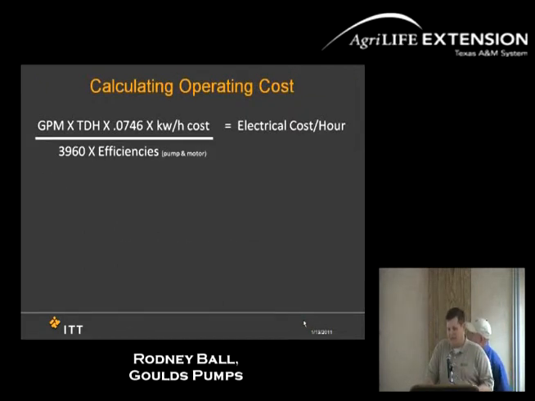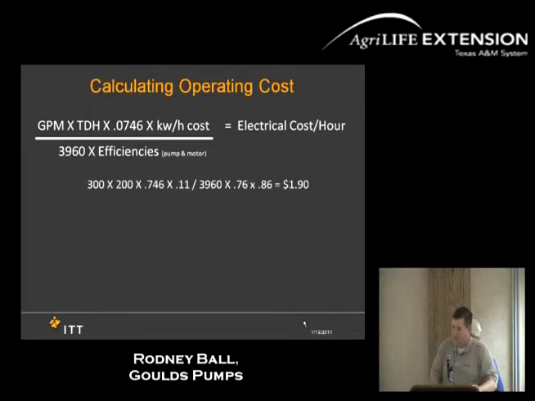To calculate your operating costs, I know there's a lot of formulas in here, but this is how you can calculate an operating cost on one system, say one pivot or one exact well. You take your gallons per minute that you're pumping, your TDH, or total dynamic head, or your pressure, times 0.746 times your kilowatt-hour cost, which fluctuates depending on where you're at, divided by your 3960 times the efficiencies of your pump and your motor. This is all electrical costs. We don't really have the efficiencies of a diesel engine or a gas-powered engine or anything else like that.